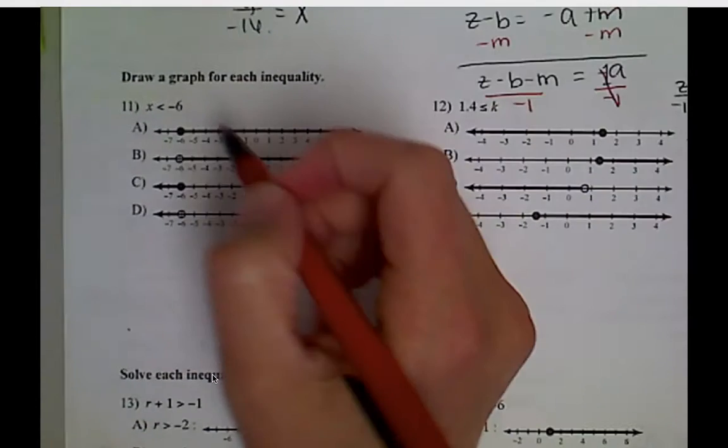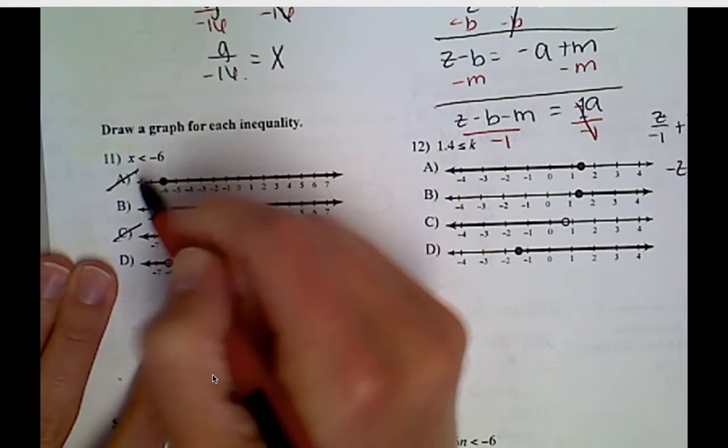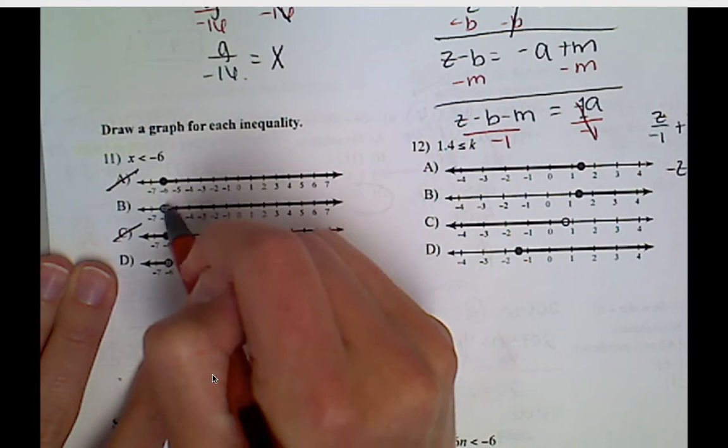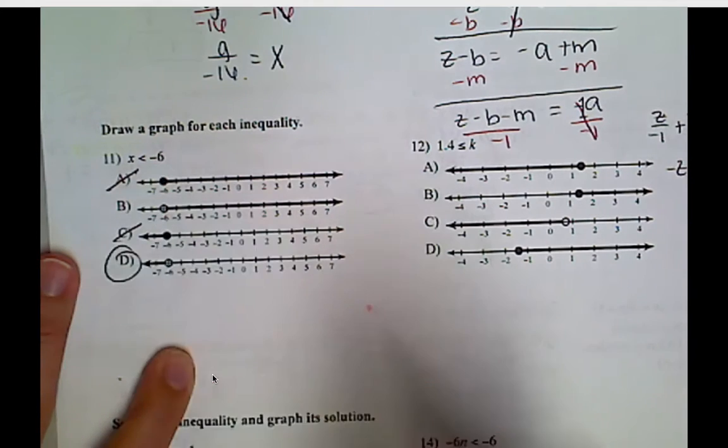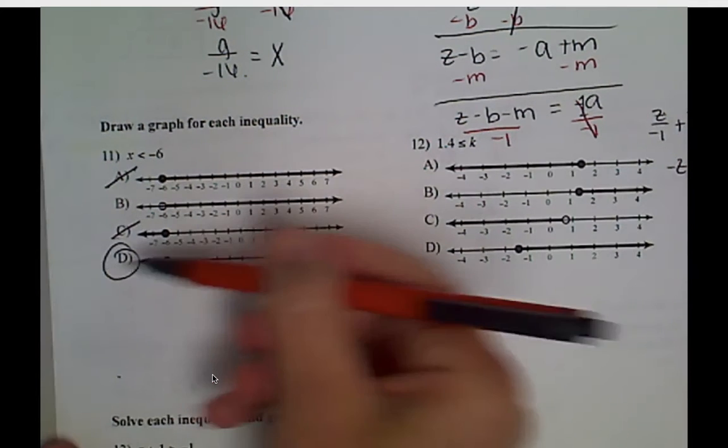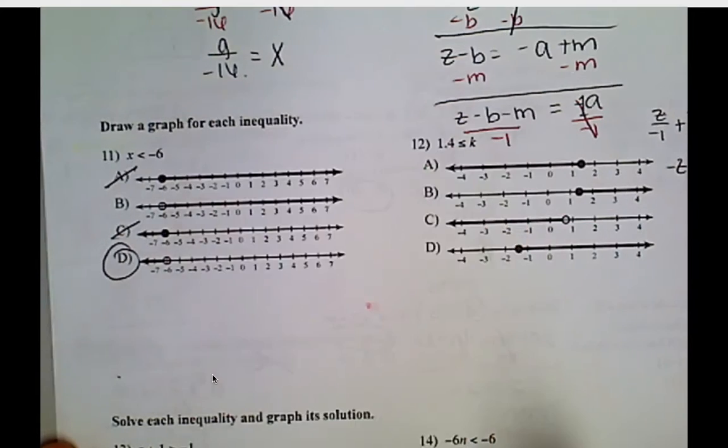Okay? Next one. First of all, I can eliminate A and C because it doesn't have a line, so it's going to be an open circle. Okay? With x on the left, it points the correct direction, so the answer is D. Okay? It's pointing in the same direction as that arrowhead right there.